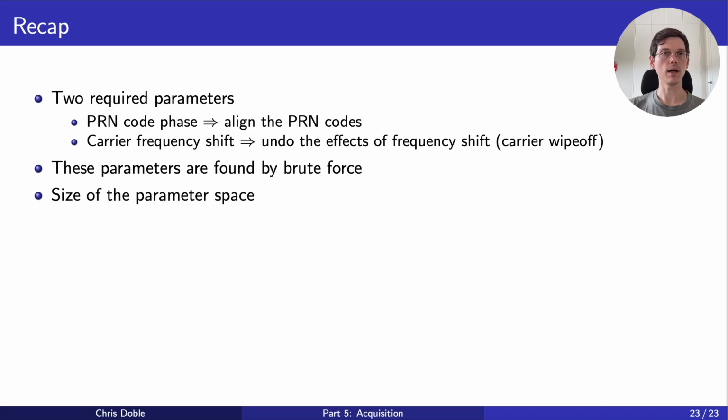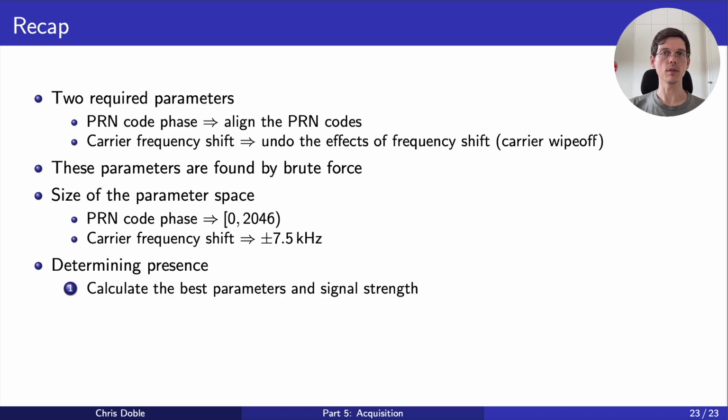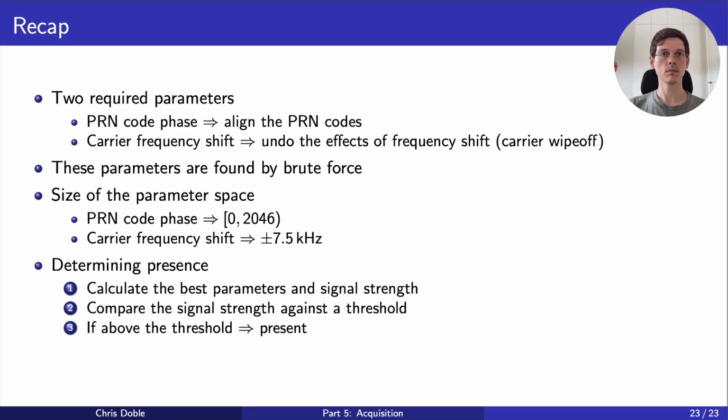Third, it's quite a large parameter space. On one axis we have 2046 possible PRN code phases, and on the other we have frequency shifts in the range plus or minus 7.5 kHz. And finally, in order to determine if a satellite is present, we calculate the best parameters and their associated signal strength, and compare that signal strength against a threshold. If it's above the threshold, the satellite is present. If it's below the threshold, it's absent, and we should check again later.